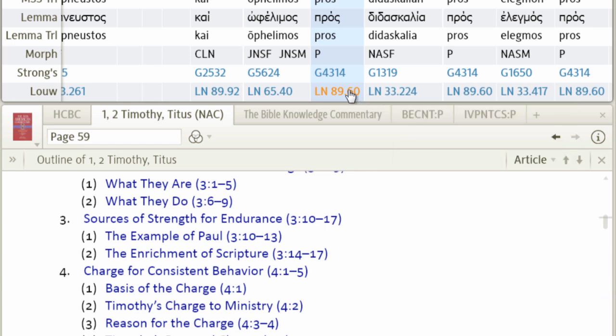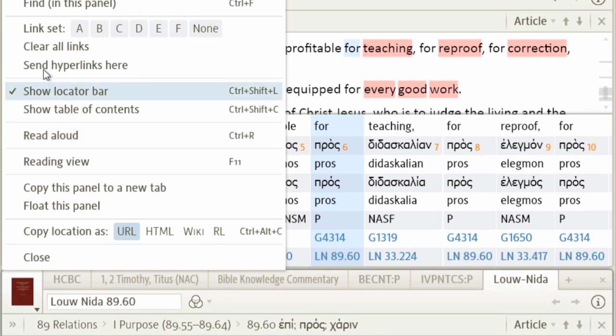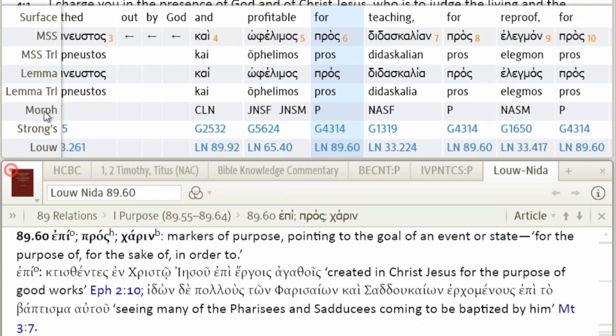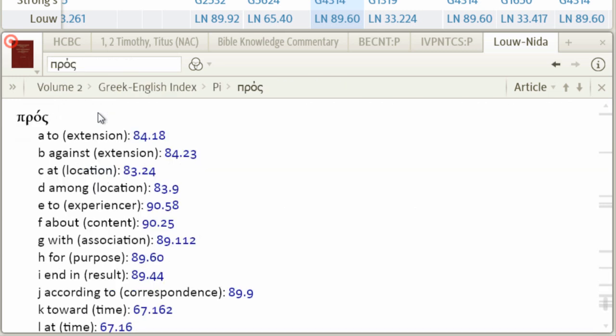Now let's open this lexicon, and in this menu, let's select Send Hyperlinks here. Now double-click on the preposition pros here, and you can see the range of meanings that this preposition can have. It can indicate extension, location, content, association, and here we find the use in our verse, purpose.